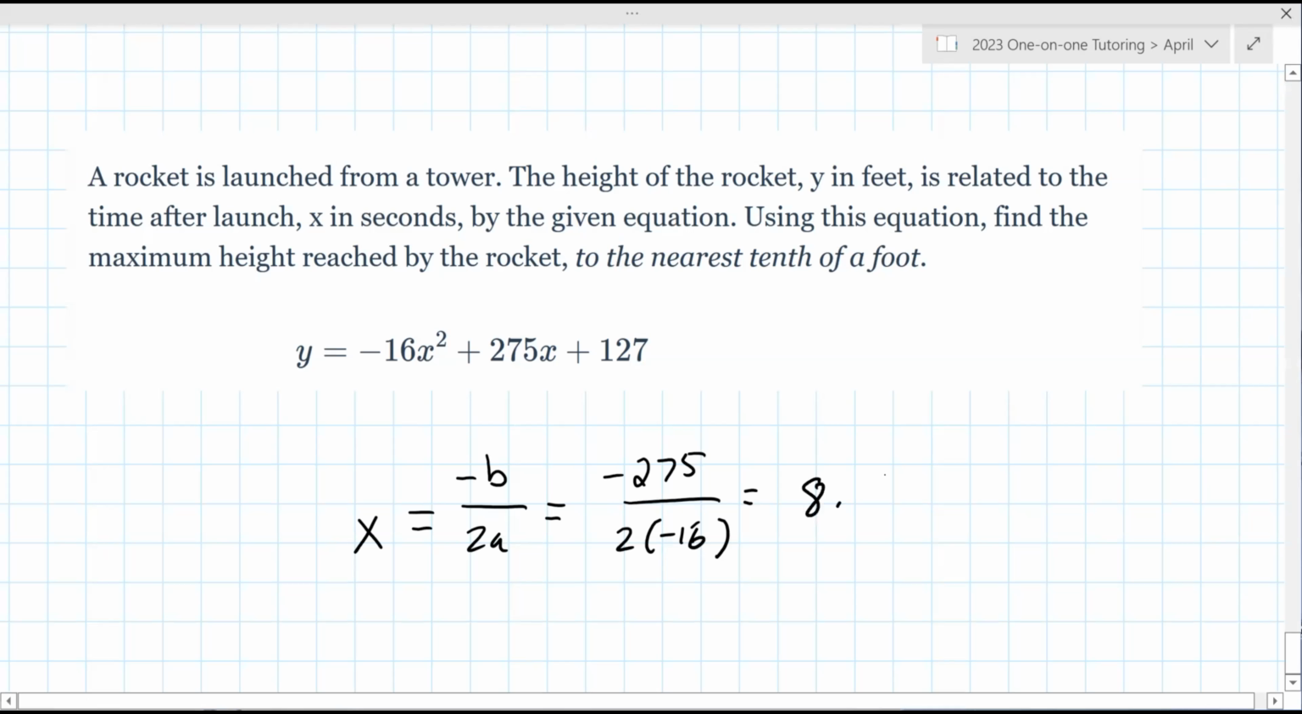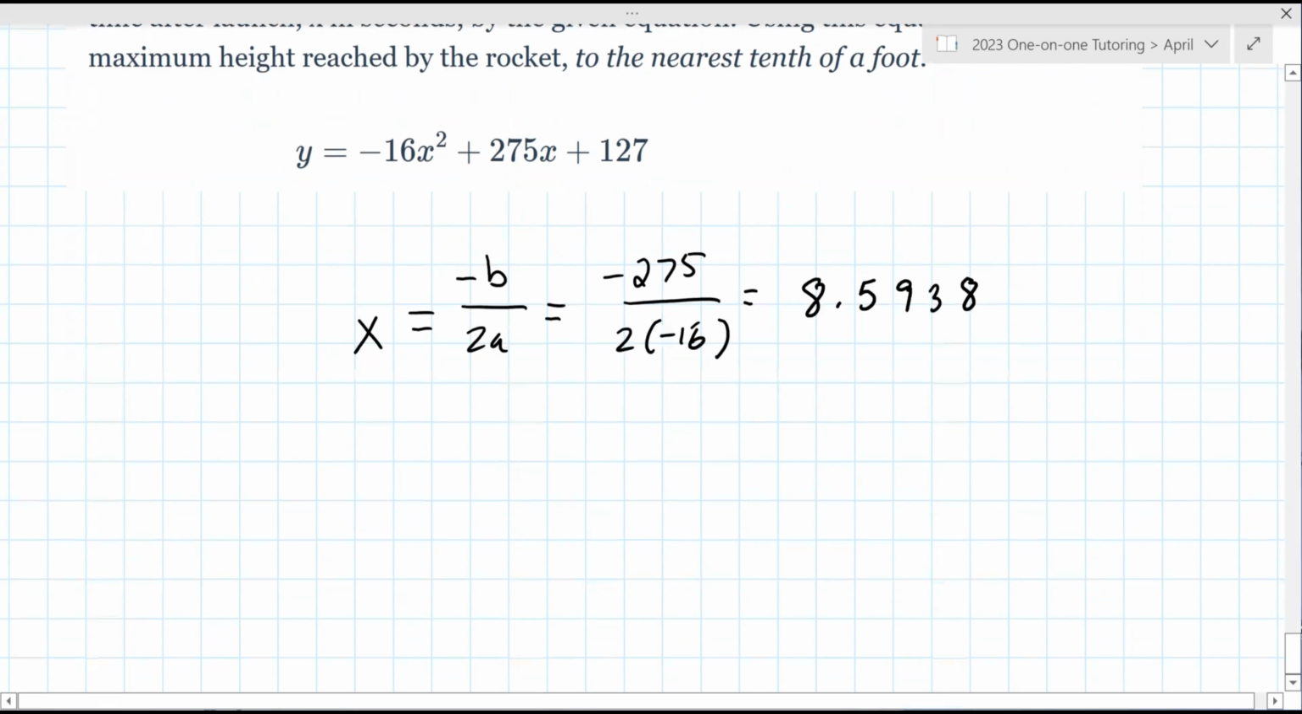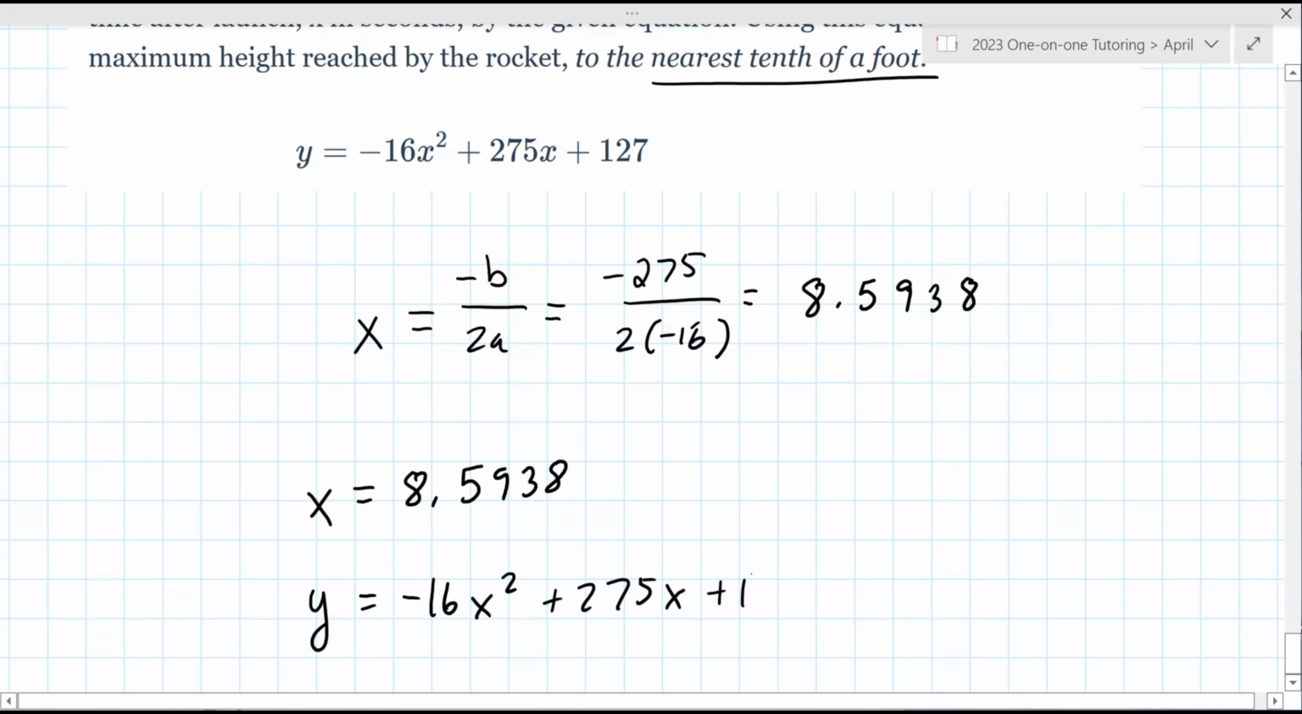And this time you want to go out a few more decimal places. I'm going to go out 4 decimal places. Okay. All right. So in terms of how you get the last part of it here, you take that value and you put it in for X. Now in Desmos, there's actually a better way to do this, and I'm going to show you here. I'm going to type in X equals 8.5938. And then I'm going to write Y equals minus 16X squared plus 275X plus 127. And the calculator knows to put that value in for X.